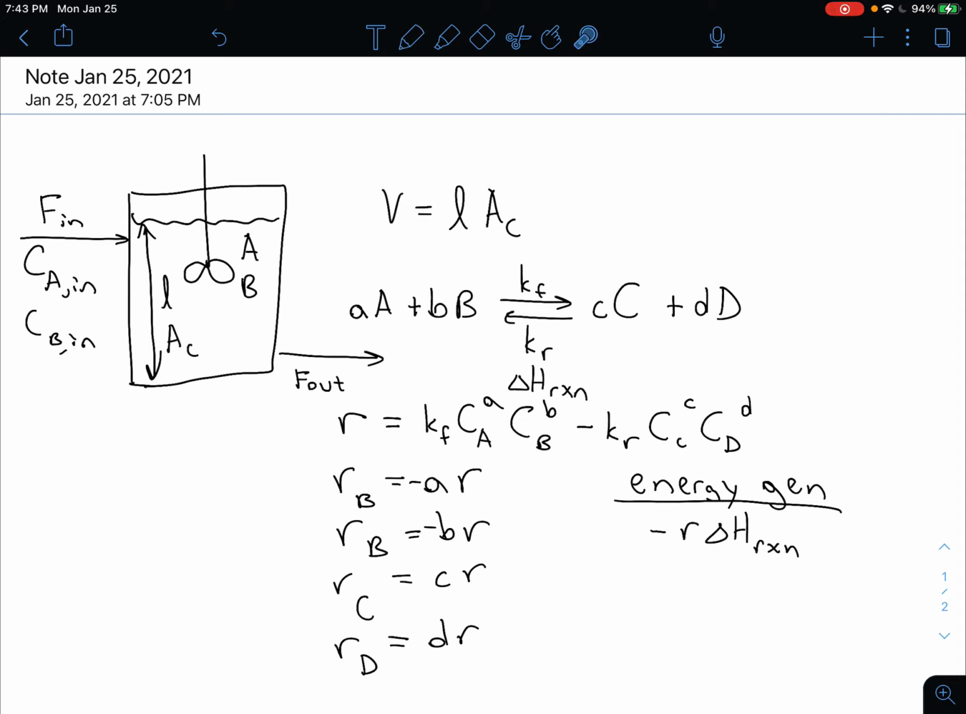C_A in is not going to be the same as C_A in the tank, meaning that we have an instantaneous change in the concentration of the tank.